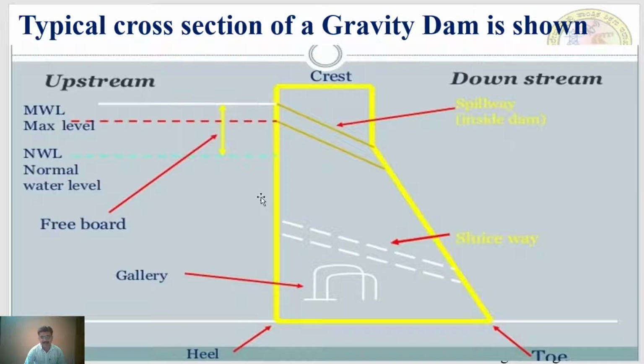Here is the cross section of the gravity dam, which shows the upstream side, downstream side, and the top, which is also called the crest. At the bottom on the upstream side, the portion is called the heel, and at the bottom on the downstream side, the portion is called the toe. Maximum water level and normal water level are shown, with a free board in between, and galleries are provided. The spillway gates are provided at the top of the gravity dam, and this is the sluiceway of the gravity dam.